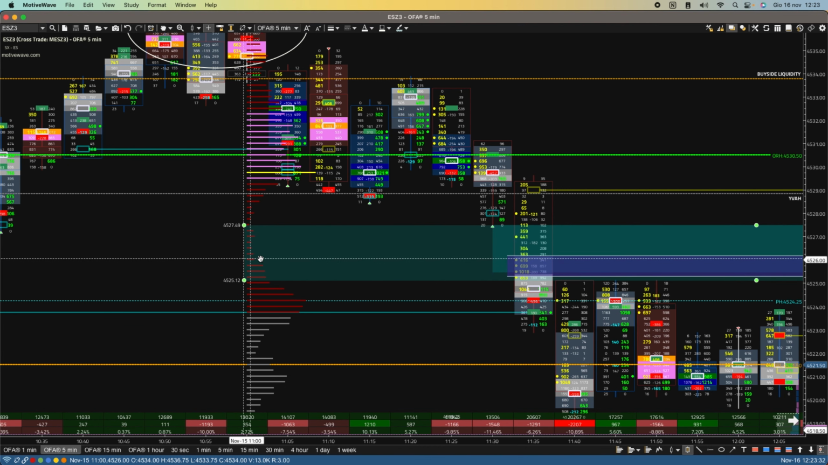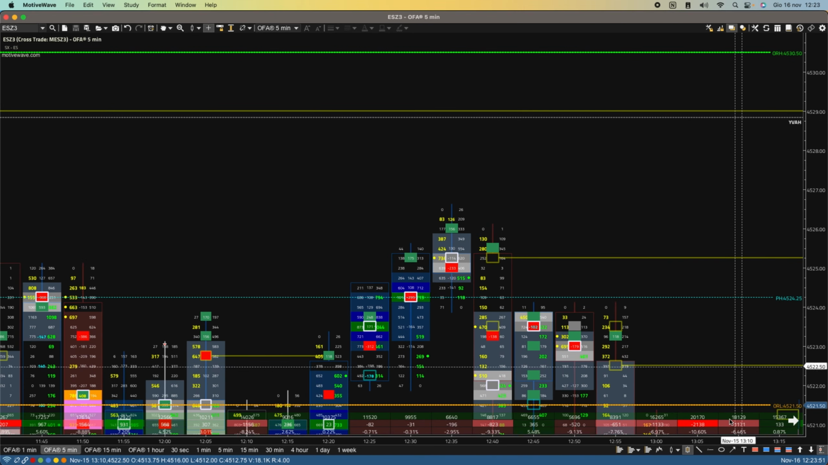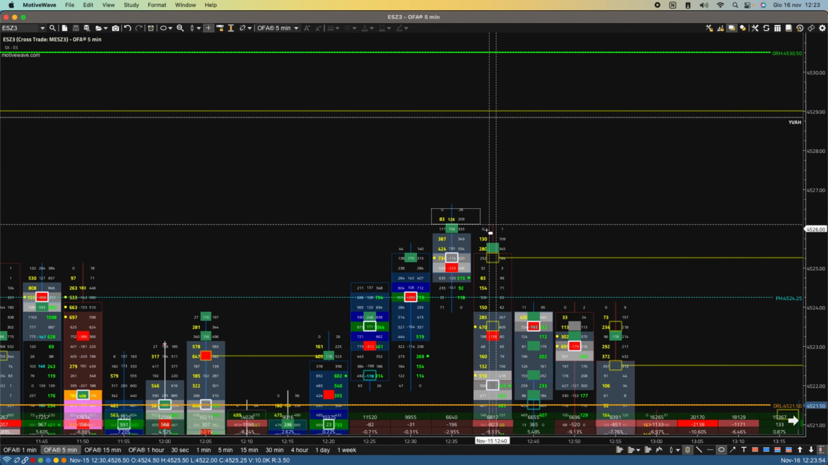So price entered the zone. We had another confirmation here. Strong sellers came in, trapped buyers, a bearish engulfing. My entry was probably here on the POC of the bearish candle. So I repeat, trading is a matter of confluences.